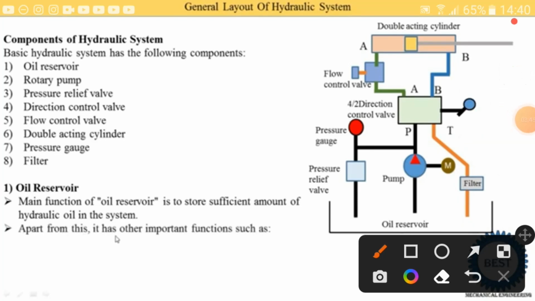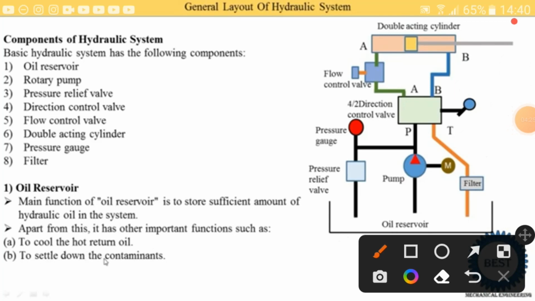Apart from storing the oil, it also has some other important functions. First one is to cool the hot return oil. Here you see the return oil is coming. The return oil temperature is increased in the various components, because in the pump its pressure is increased, and with this pressure its temperature also increases due to friction in the different pipes and components. So the return oil temperature is higher, and its temperature reduction is required, and it is carried out in the oil reservoir.